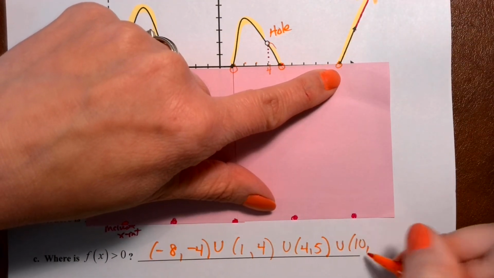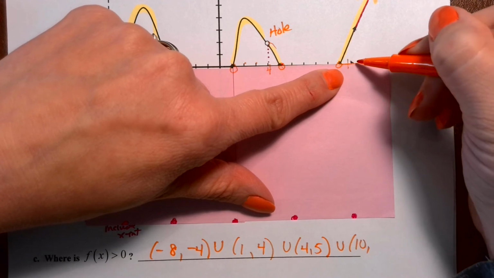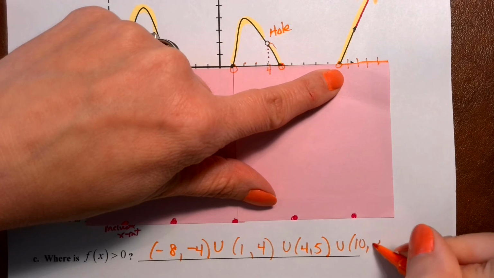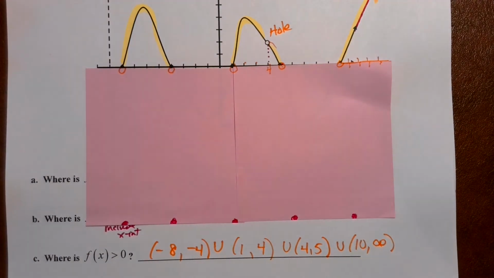And there's this last piece over here, starting at 10, an x value of 10. Does the graph use 11, 12, 13, 14? The graph goes forever to the right, so we'll put a parentheses on an infinity.